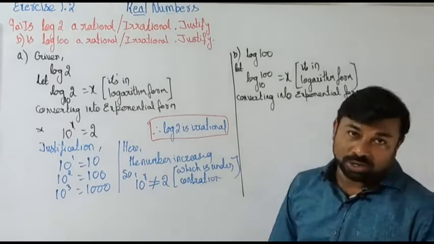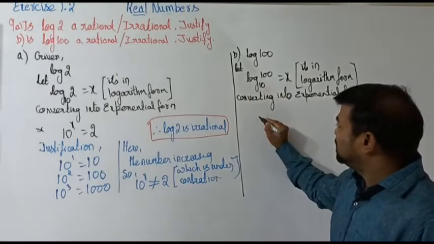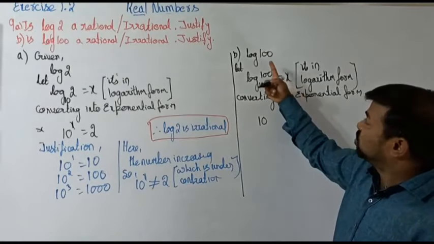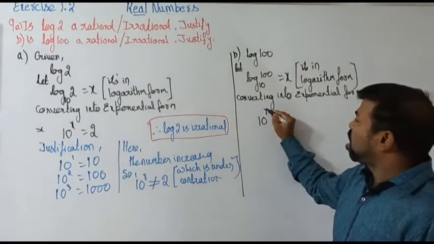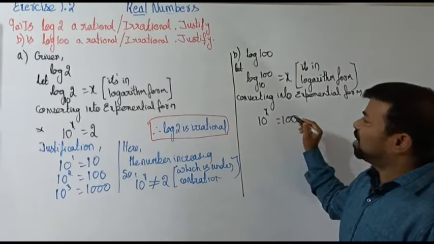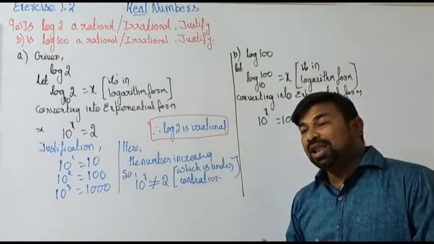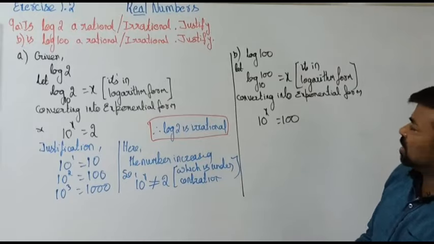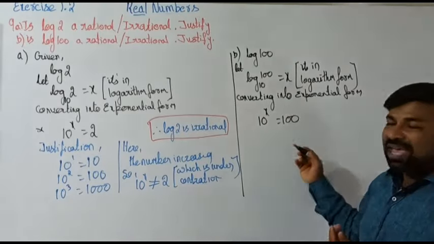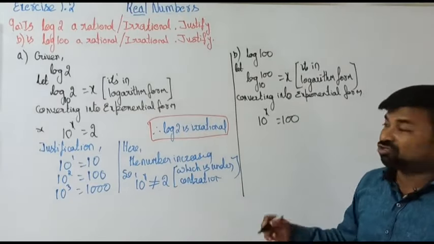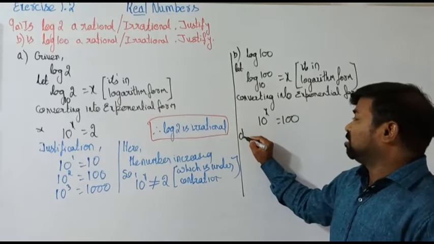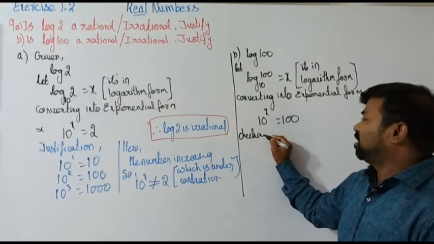So you know the logic I have said. You keep the same base here, and send this one there and that one here. 10 to the power x is equal to 100. Now we are checking it out. So 10 to the power of x, can we get it as 100? Let's check it out.